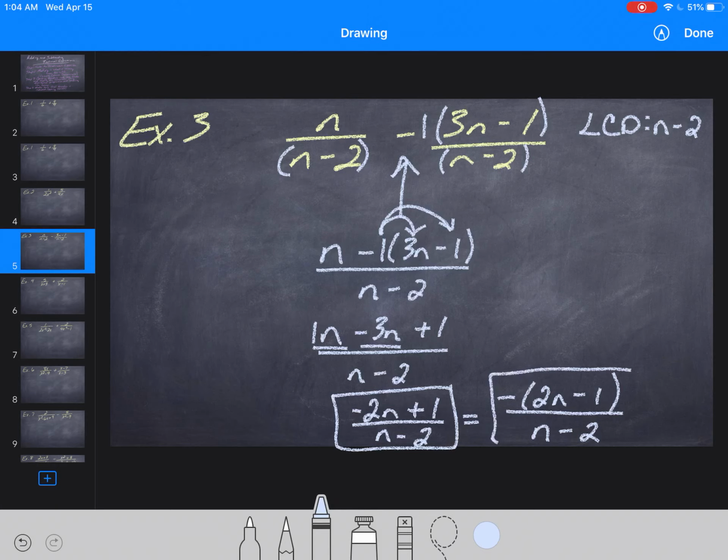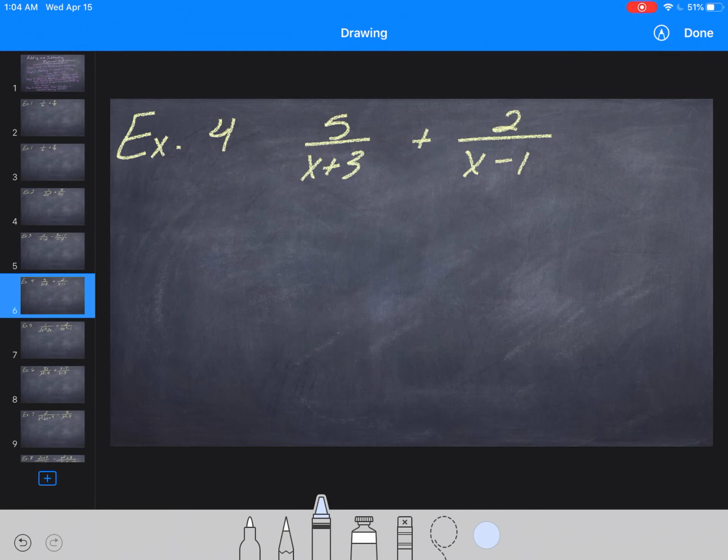Both of these answers are correct. One just has the negative factored out. But these are the exact same answers. Let's take a look at example number 4. We have 5 over x plus 3 plus 2 over x minus 1.